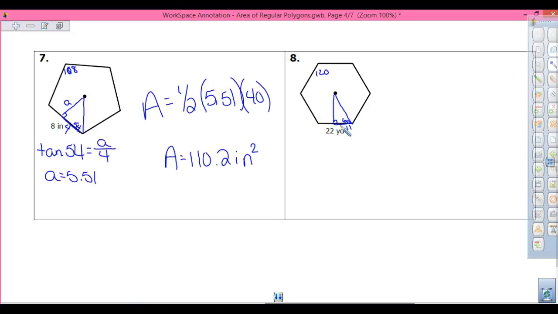And yes, I understand that probably half of us are going, I still don't know 30, 60, 90 triangles. Right? Use trig. Okay? We have this guy. I can still use tangent. So tangent of 60 equals a over 11. And you're going to get the same thing as if we went 11 times the square root of 3.